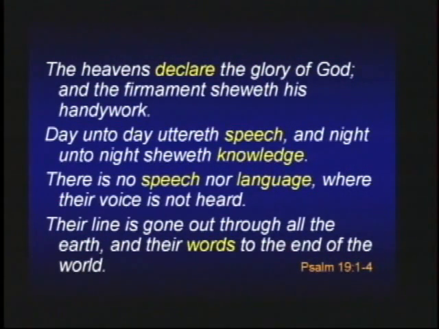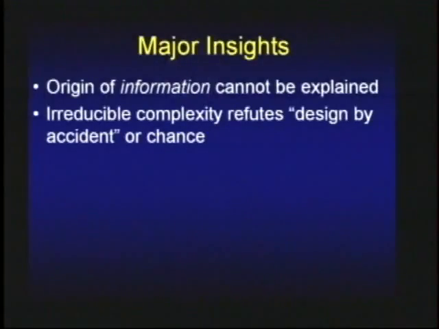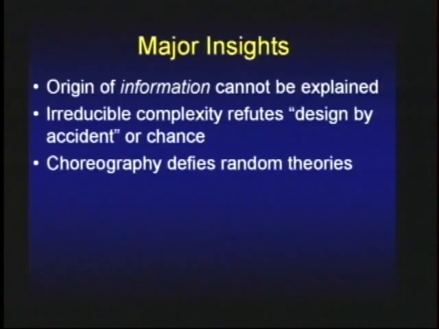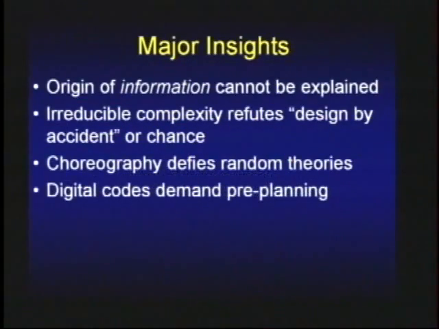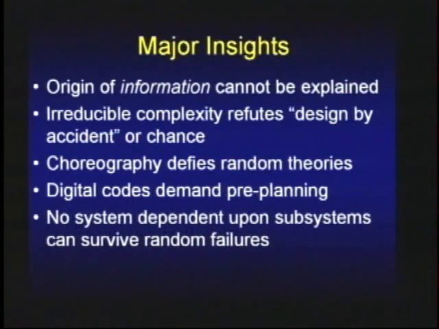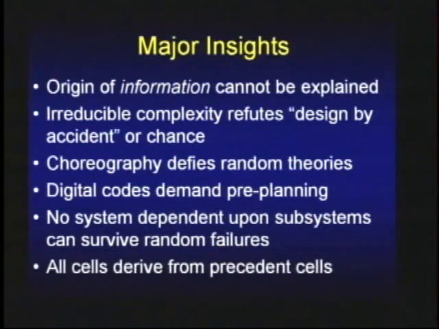Now, what's interesting about this passage is the information science emphasis. The heavens declare, day to day utter speech, knowledge, speech, language, words. Information science is the issue that underlies all of this. See, the origin of information can't be explained. The irreducible complexity refutes design by chance or accident. The choreography of the chromosomes defies any random theories. Digital codes demand pre-planning. No system dependent upon subsystems can survive random failures. It takes design, skillful design.